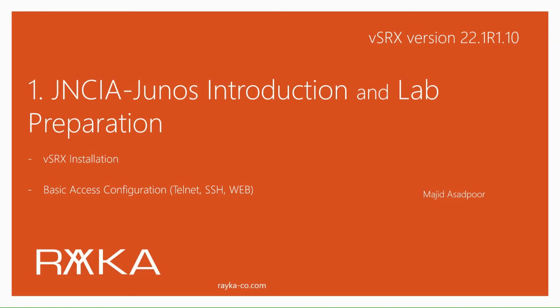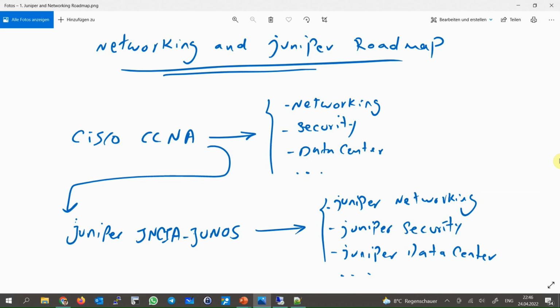JNCIA-Junos Introduction and Lab Preparation is the topic of this section. The Juniper Junos Associate course, or JNCIA-Junos, is a prerequisite for all other Juniper courses, like CCNA in Cisco courses. In this course, we learn how to work with Junos, the operating system of Juniper devices, especially through the CLI interface. In the official version of the JNCIA-Junos course, we first need to learn the network fundamental concepts, which mainly focus on the OSI and TCP/IP models and layers concepts.